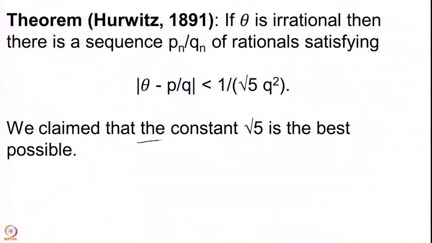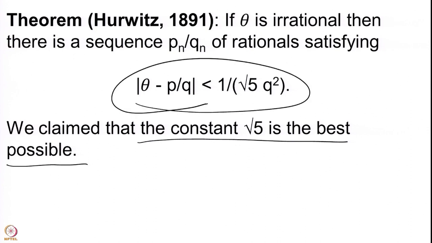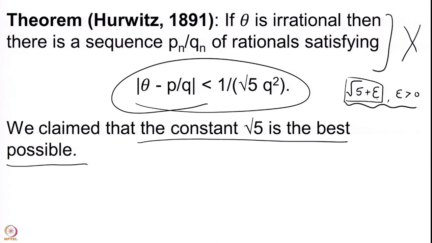So, what do we have to prove? We want to prove that this root 5 is the best possible such constant. That means, if you want to change root 5 to root 5 plus epsilon for any epsilon positive, then this theorem does not hold. This is what we want to prove, that if you increase the root 5 constant by any small positive number, say epsilon, then this theorem does not hold.